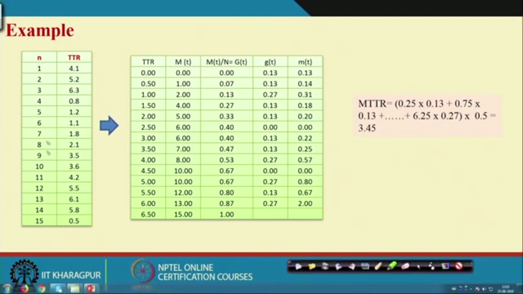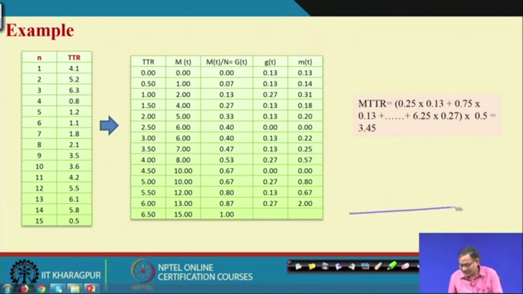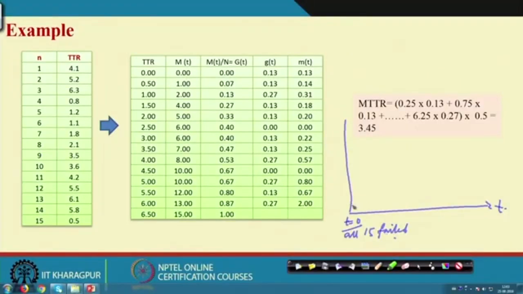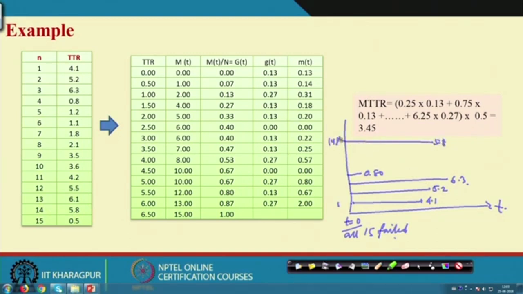Suppose we have 15 identical components. Create a timeline t here, and at time t equal to 0, all 15 have failed. Now your repair starts. Consider that the repair process is similar for all the identical components. The first one will be repaired by maybe 4.1 time units, the second one 5.2, the third one 6.3, the fourth one 0.8. Like this, if I go to the 14th one, 5.8, and the 15th one is 0.05.